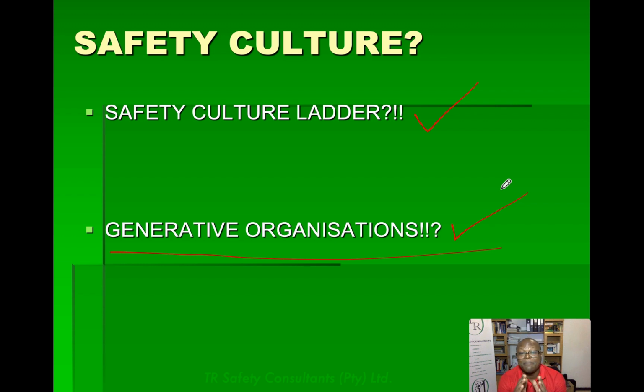And the next thing about generative organizations is that if something goes wrong, we investigate it thoroughly. From the findings of the investigation, we create learning programs, and everybody is to be trained on that. What is called LFIs, learning from incidents. Now that's a higher level.